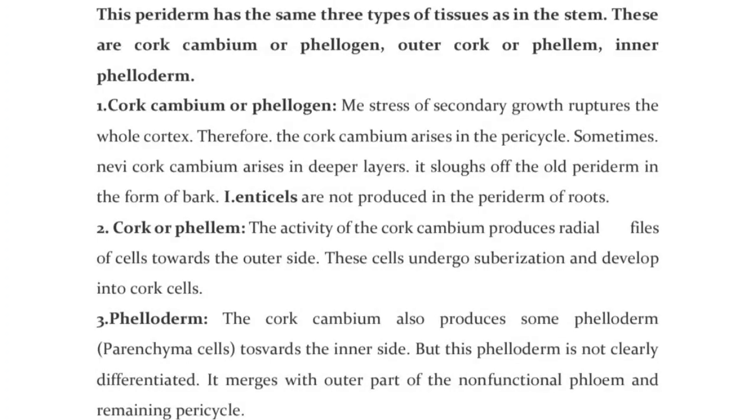Point 2. Cork or phellem. The activity of the cork cambium produces radial files of cells towards the outer side. These cells undergo suberization and develop into cork cells. Point 3. Phelloderm. The cork cambium also produces some phelloderm parenchyma cells towards the inner side. But this phelloderm is not clearly differentiated. It merges with the outer part of the non-functional phloem and remaining pericycle.